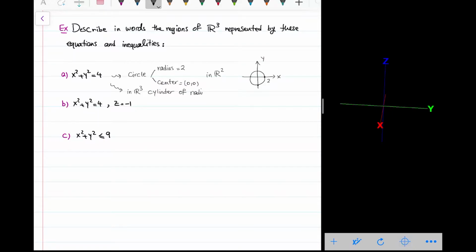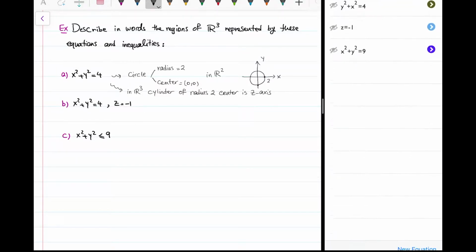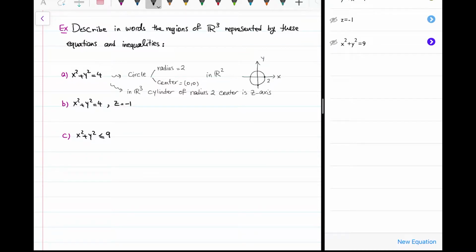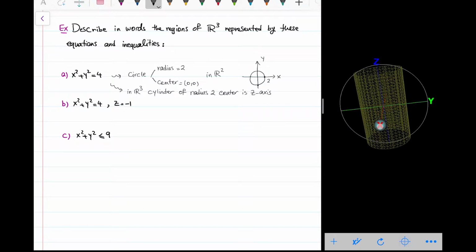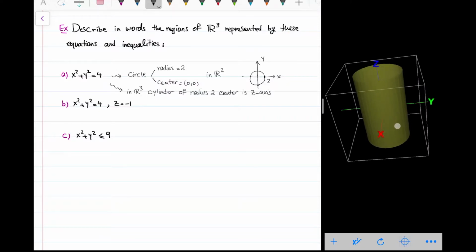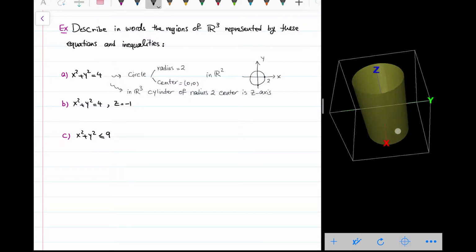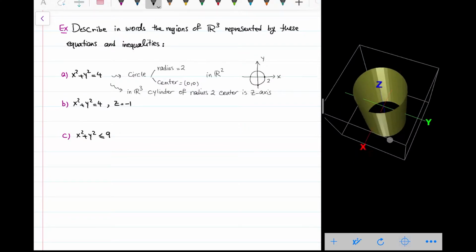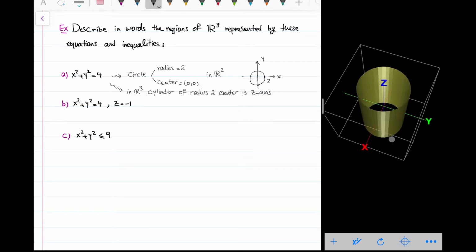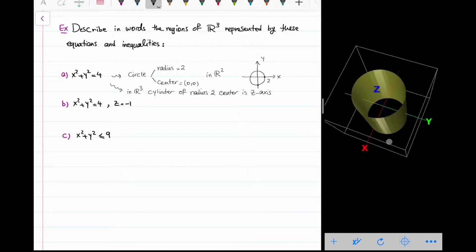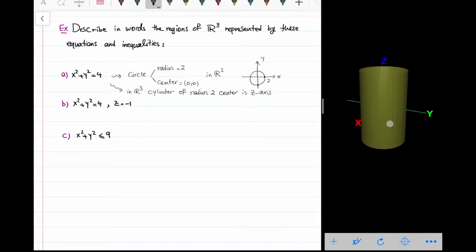It's a cylinder of radius 2, and the center is the z-axis. If I want to show the graph, x squared plus y squared equals 4 will look like this. There you go. You see? It's a cylinder of radius 2 and the center is the z-axis. That's a cylinder.